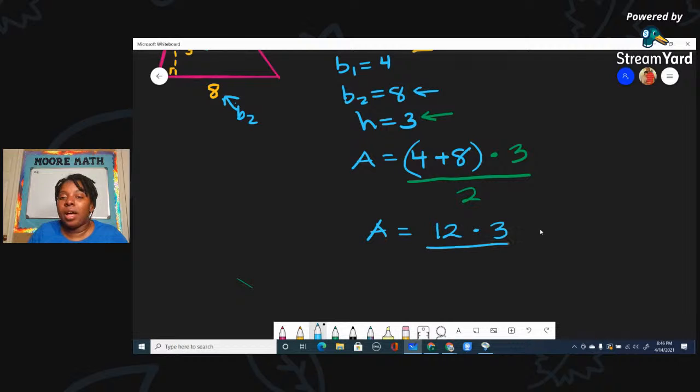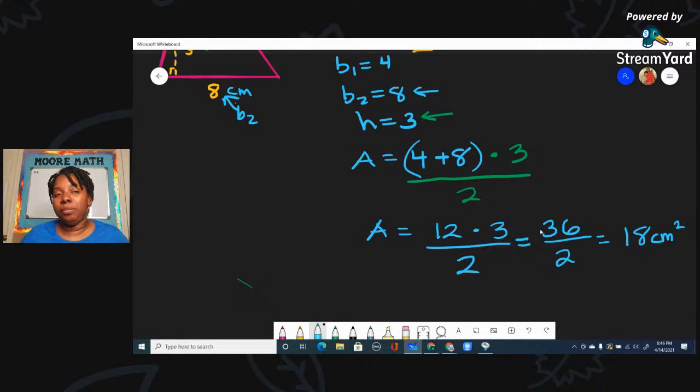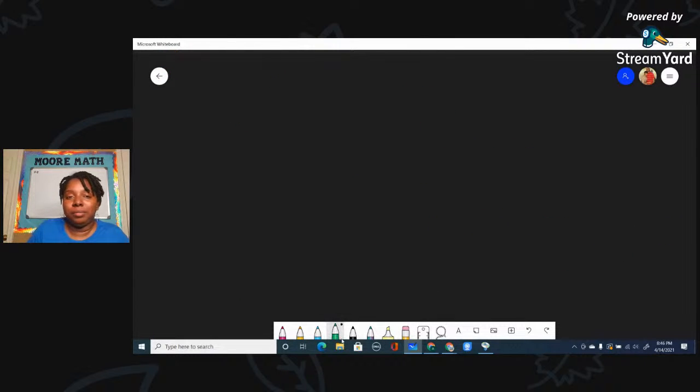Okay, so now we have 12 times 3 divided by 2. We're going to multiply first. 12 times 3 is 36, and 36 divided by 2 is 18. Now if they said like 18 centimeters, it would be 18 centimeters squared. For area, it's squared. If we were talking about volume, which we're going to do next, it's going to be cubed. Okay, so let's do another one.